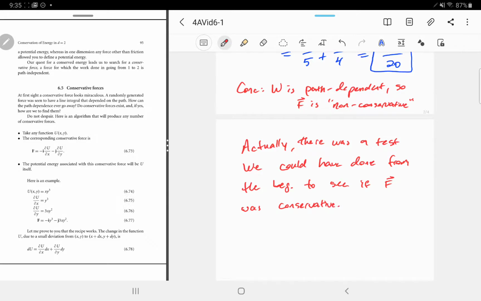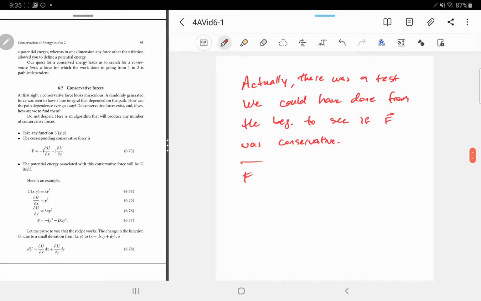And the test is this: F is a conservative force if the partial derivative of, well, let me be specific about notation here. So F has an X component, which depends on X and Y. You can see the generalization to 3 dimensions, but we can just work in 2D and you'll get the gist of this. It has an X component and it has a Y component.